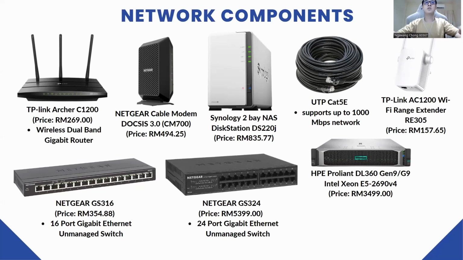The modem used is the Netgear cable modem DOCSIS 3.0 CM700 with a price of 494.25 ringgit. This modem uses DOCSIS 3.0, which is a much cheaper choice than DOCSIS 3.1. The cable modem is used because it supports a faster internet connection than a DSL modem. This modem provides a maximum theoretical speed of up to 800 megabit per second, which is a satisfactory speed for downloading and uploading large files for office usage.